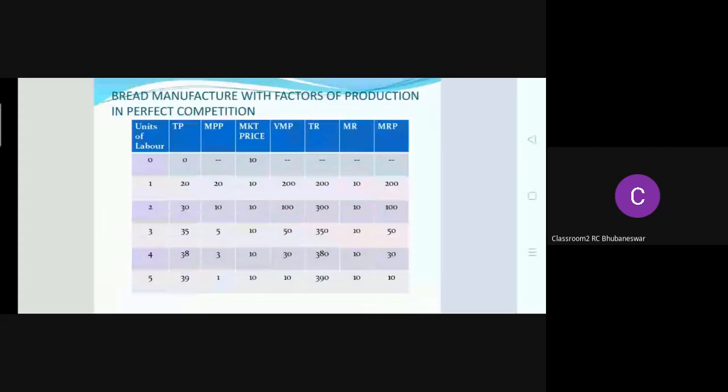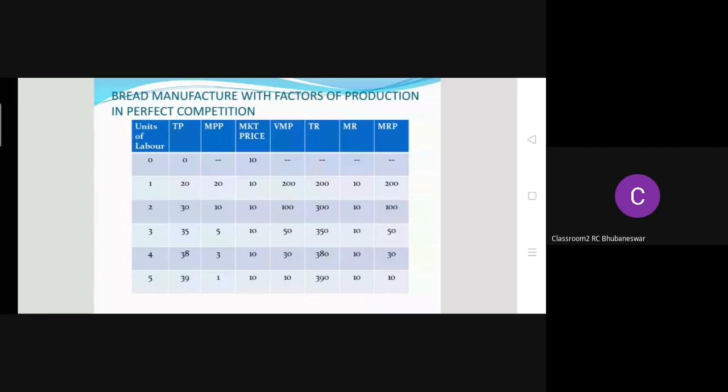Suppose we are consuming rasagola. Suppose you eat rasagola one by one, then marginal utility gradually decreases. Similarly, in case of production also, the productivity of the factor declines continuously. Here total product increases, first at an increasing rate, then at a diminishing rate, then declines.